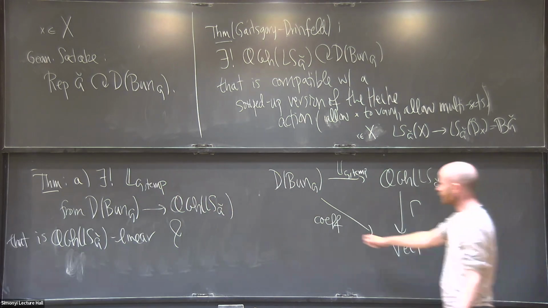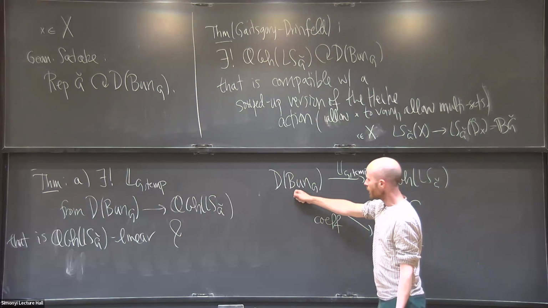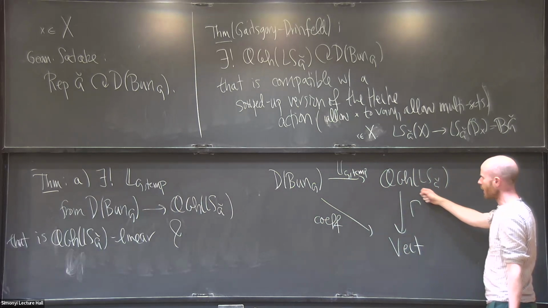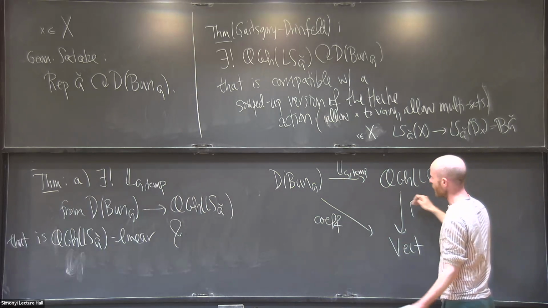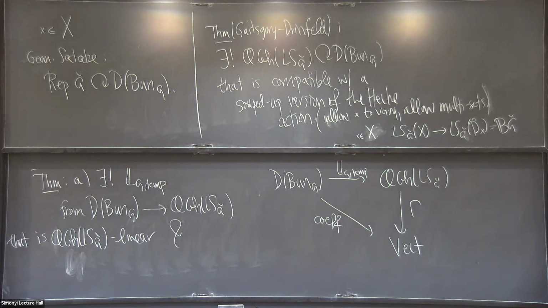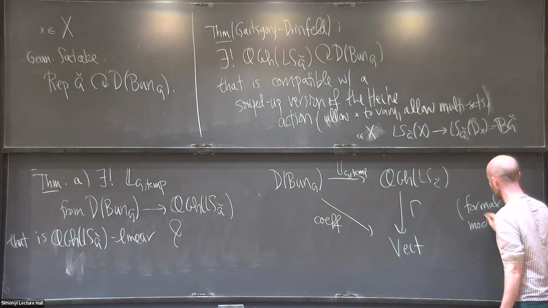It didn't have anything to do with this being this functor. It could have been any functor. It didn't have anything to do with this being this category. It could have been any category. It didn't have to do with LocSys G check being anything. It just had to be some nice stack that acted on your category. So I'll just say this is the formal spectral action.